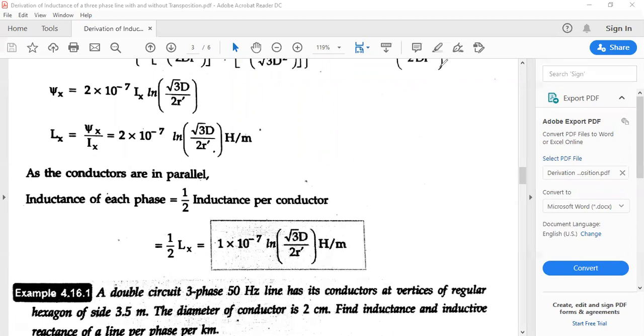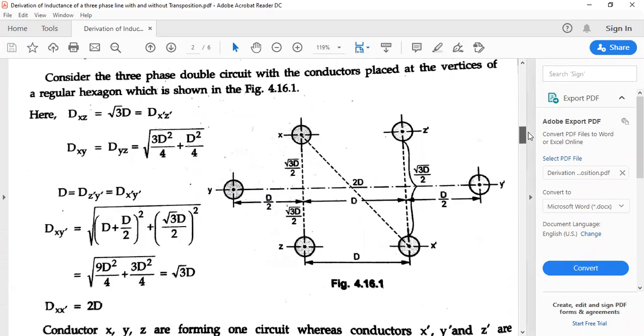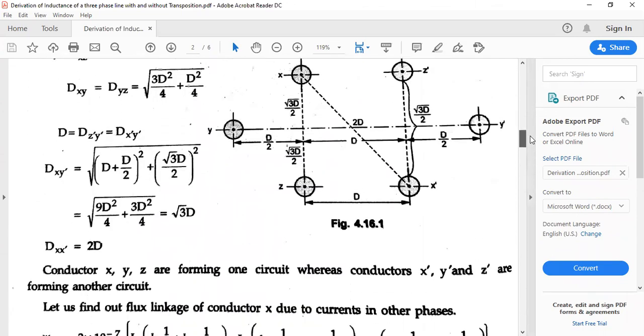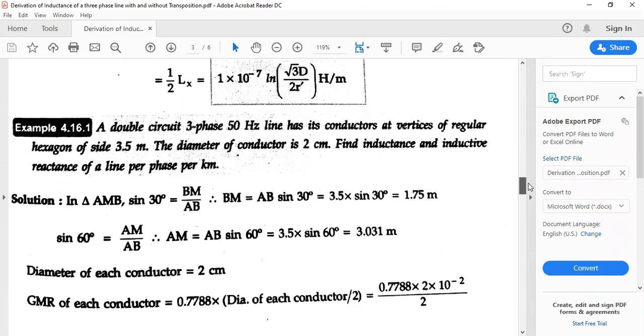If you analyze, let me go through it quickly once again. You can see that all the equations are written with respect to psi x, and you can make an effort to write it in terms of psi y. You will get the same result at the end.